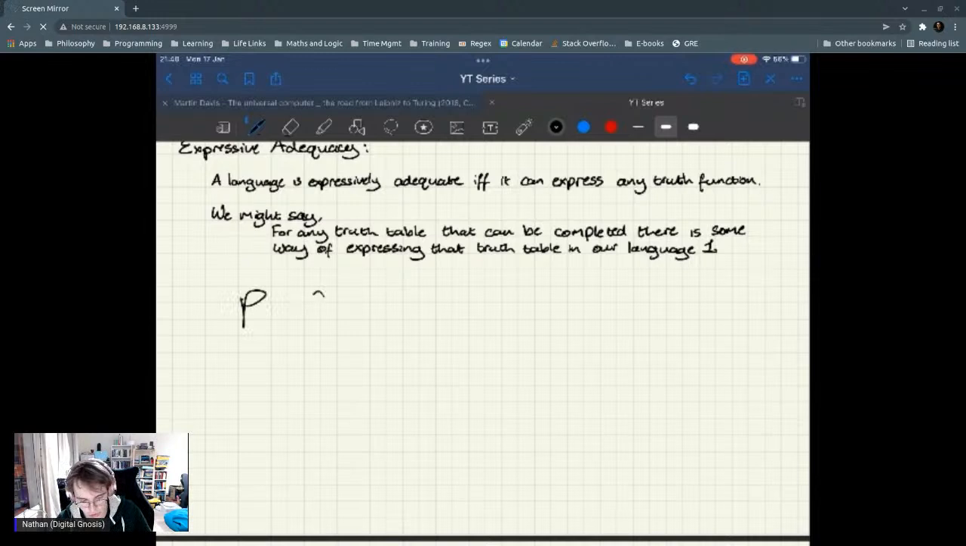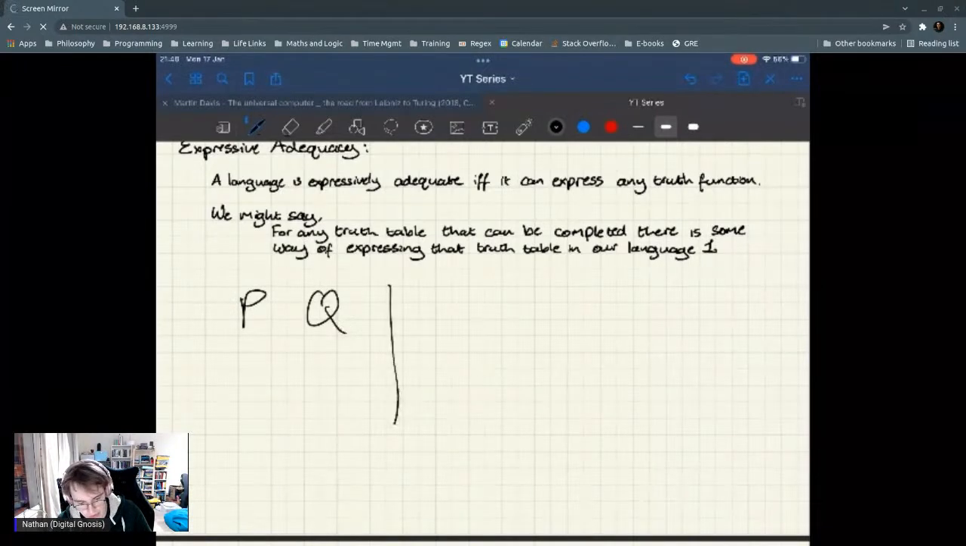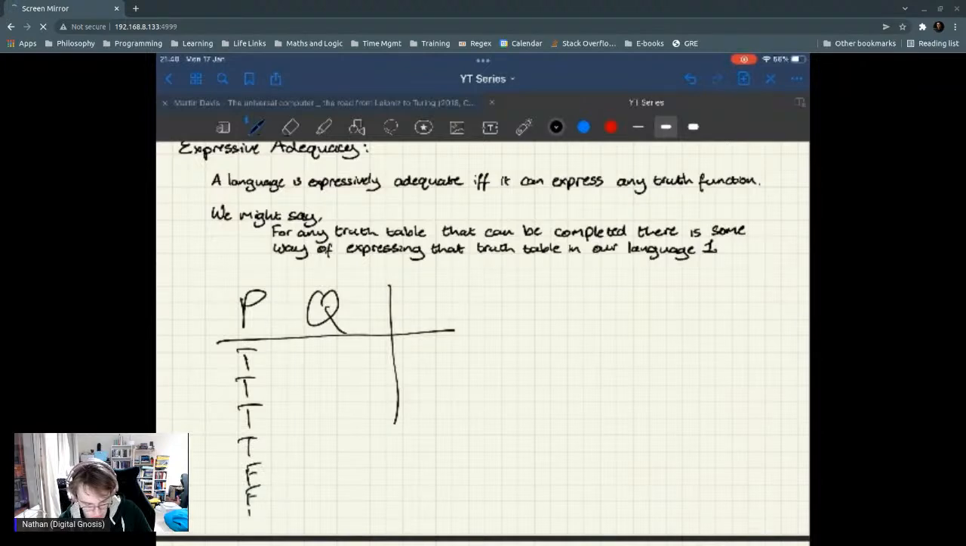So, if we've got truth tables, if you give me any truth table, right, it can be true, true, true, true, false, false, false, false.